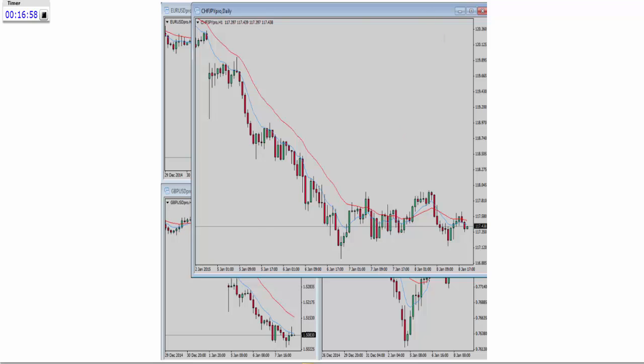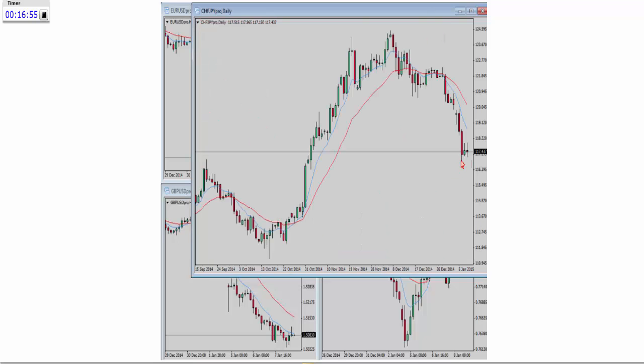As far as the daily goes, this really could drop some more. This is probably just a pause, what we talk about as a pause that refreshes. So I would be looking for this after a period of consolidating to continue lower.